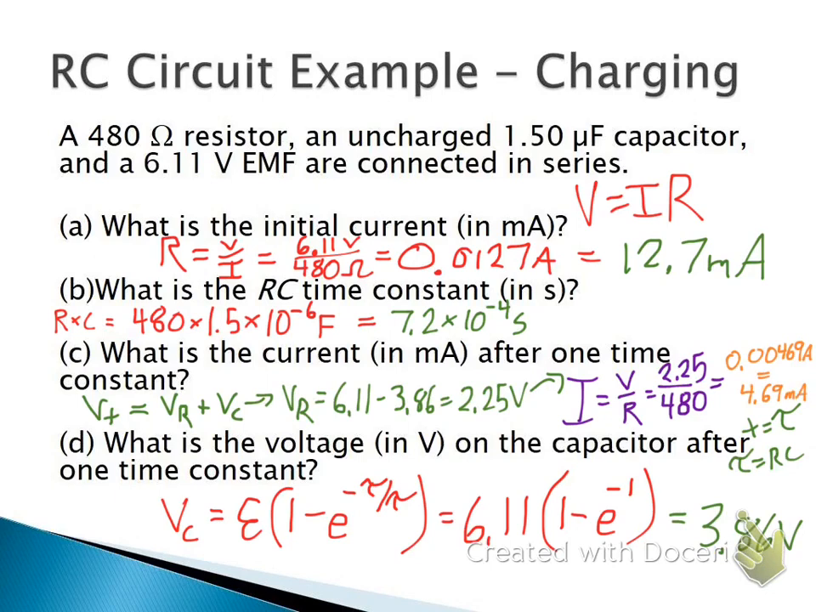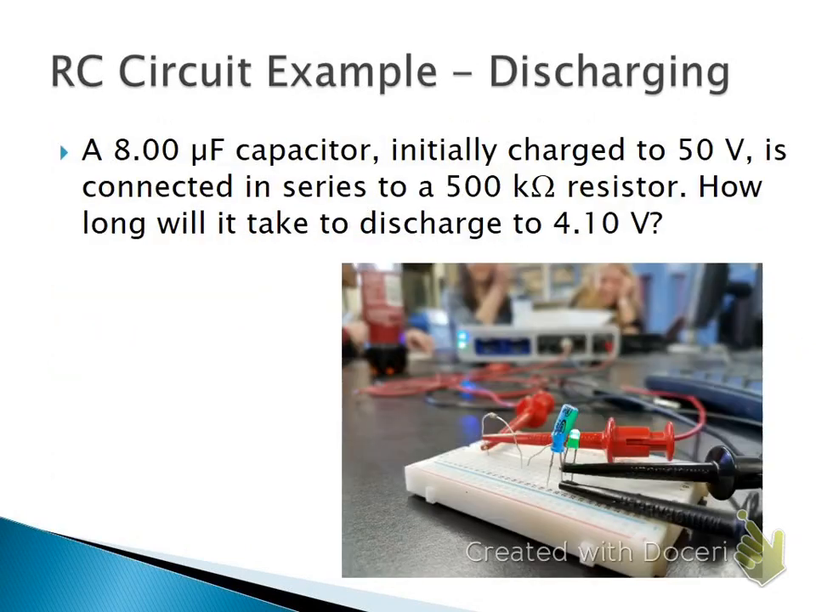So that's how to handle it when a capacitor is charging. How about when it is discharging, when it's releasing that energy? Let's say we've got an 8 microfarad capacitor that's initially charged to 50 volts. It's connected in series to a 500 kilo ohm resistor. So how long will it take for the capacitor to release this voltage and end up down with 4.1 volts?